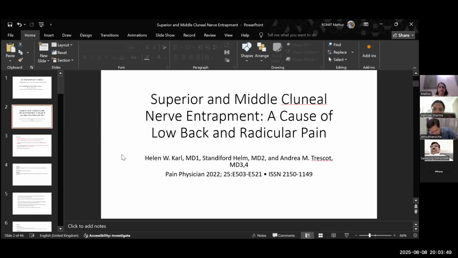and radicular pain. Dr. Chandramukhi, you can bring it to the slideshow. Like you can press F5 or, there is an icon below in the slides where you can increase and decrease the volume, just left side to that.